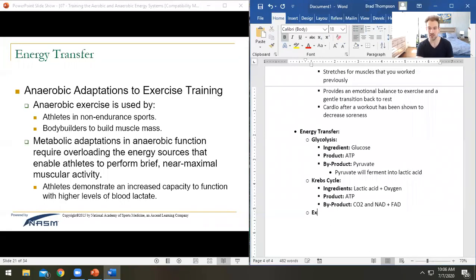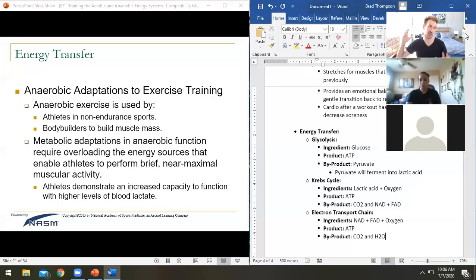Then we've got our electron transport chain, right? And our ingredients are going to be NAD and FAD plus more oxygen, right? Our product is going to be ATP. And our byproduct is going to be CO2 and a little bit of water. A little bit of water and a little bit of CO2. And so I kind of like to lay things out like this. When I'm picturing the production line that is my metabolism, this is kind of how I like to think about it, right?